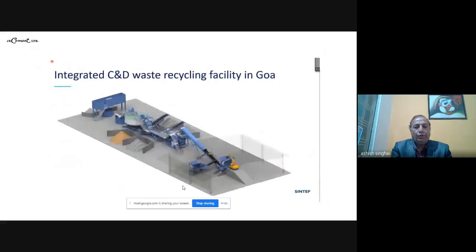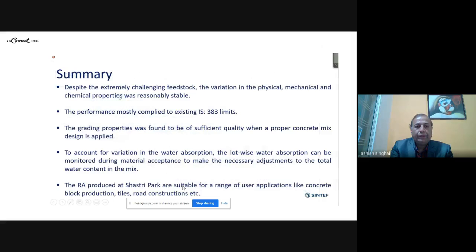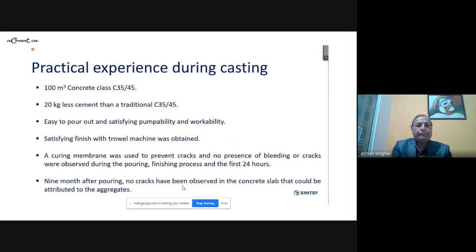I would like to show this. That is how the plant looks. This is an integrated C&D waste plant in Goa. I'll just summarize this.